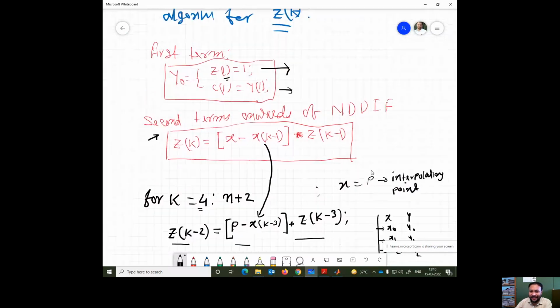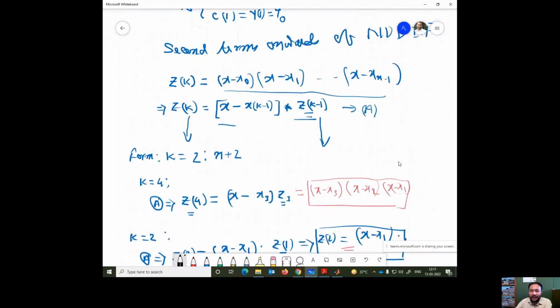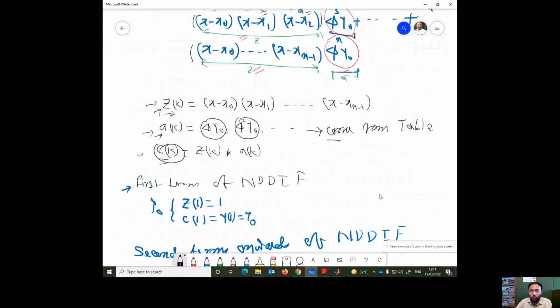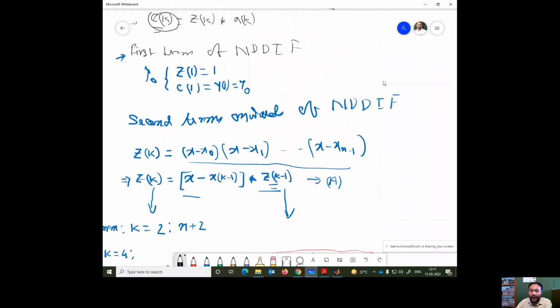What are the z's? The z's are the coefficients of this. If I put k equal to 4, I can get this. If I put k equal to 5, I can get these terms. With k equal to 6, I can get this term. With k equal to 7, I can get this term. So I have now estimated the coefficient of delta y naught, the coefficient of delta square y naught, and the coefficient of delta cube y naught. These are estimated from our algorithm.